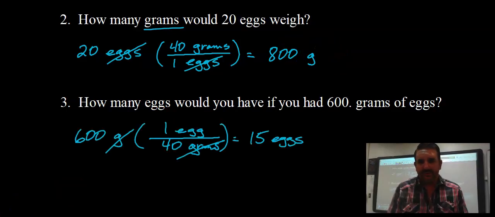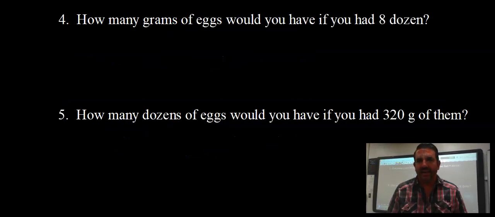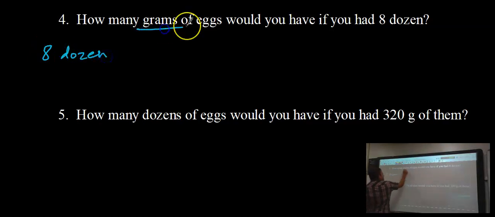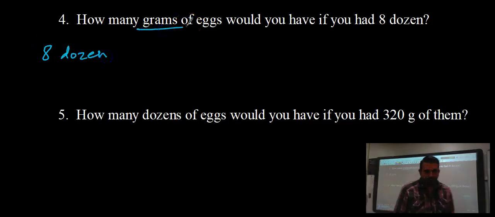Here's the setup. Hopefully you got something just like that. And again, I don't really care about the answer. The setup is way more important than your final answer. Let's take a look at some more. How many grams of eggs would you have if you had 8 dozen? So again, we're going to start the same way. Start off with the quantity given to us. And we're looking for grams.